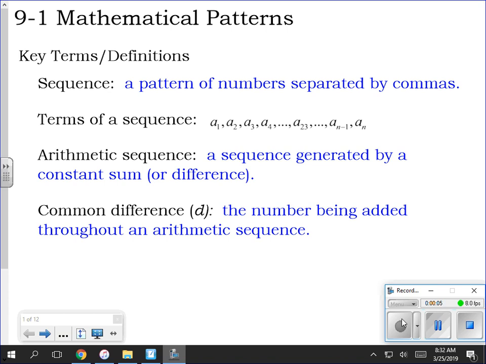So chapter 9, mathematical patterns. It's all sequences and series. The sequence is a pattern of numbers separated by commas.